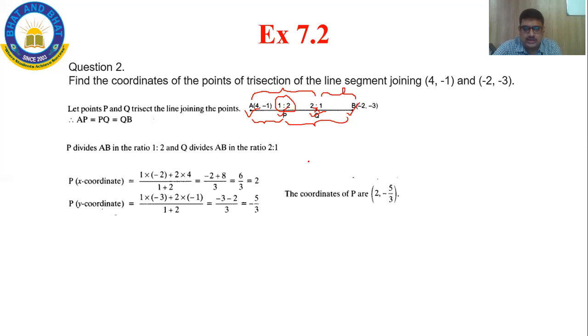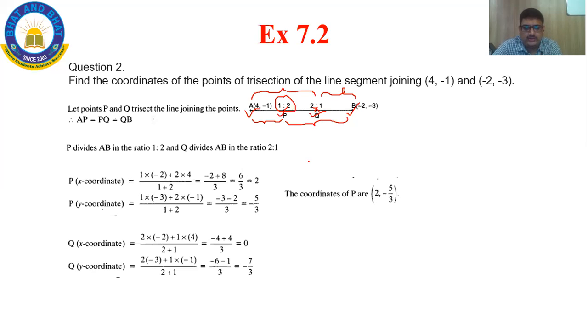So the coordinates of P are 2, minus 5 by 3. Similarly, I have to find out Q x coordinate and Q y coordinate. Okay, Siddhant, good. Siddhant has got the correct answer. Yes. I hope you have all scored good marks now in midterm.